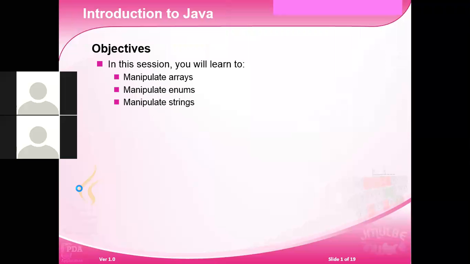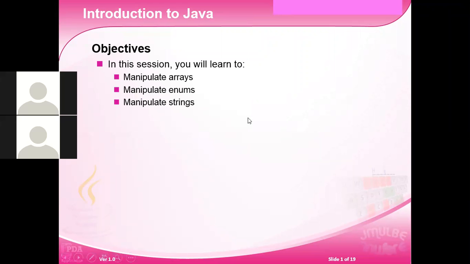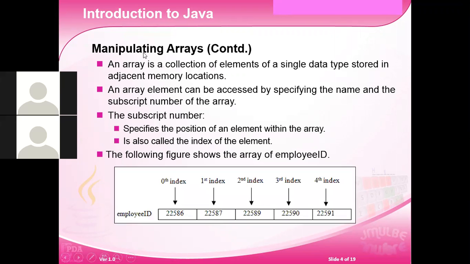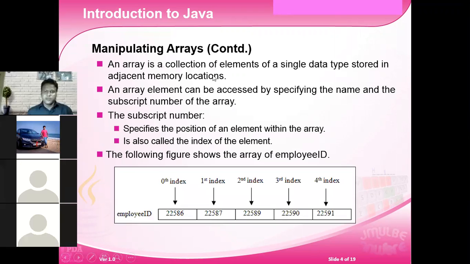Now for manipulating the array, in this session we go for this array. So array is a what? Array is a collection of elements of a single data type. Means in a single memory location, we have to store more than one value, but having the same data type.